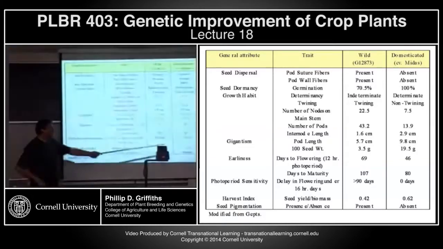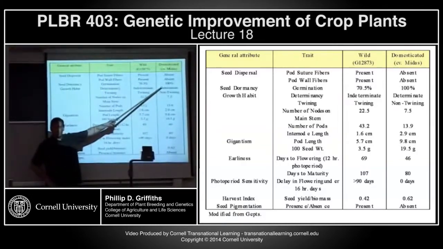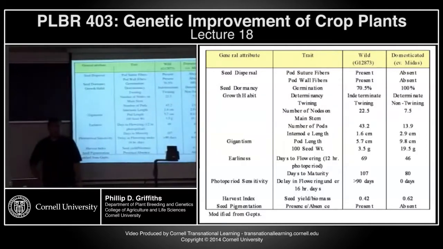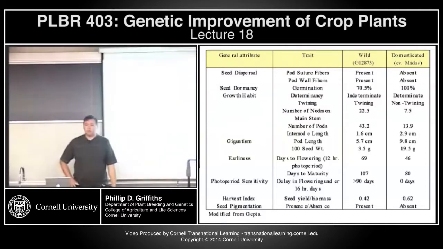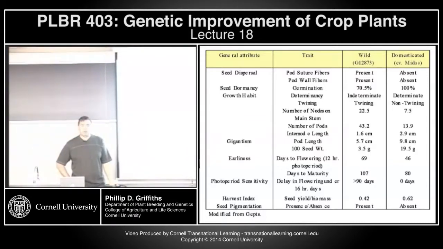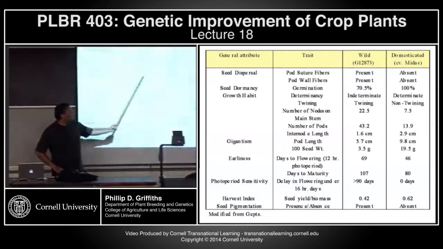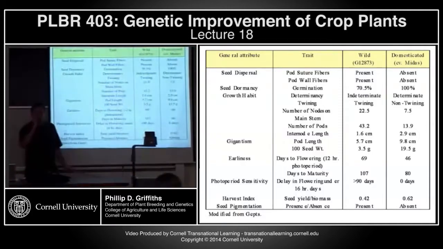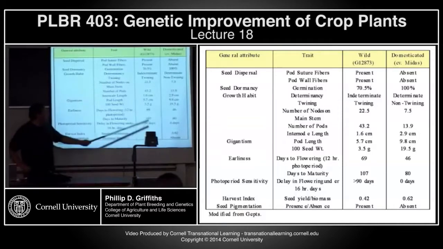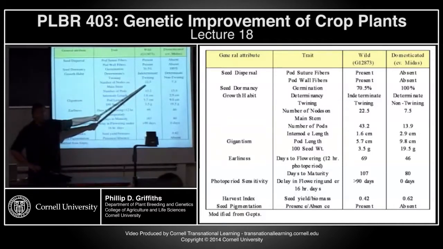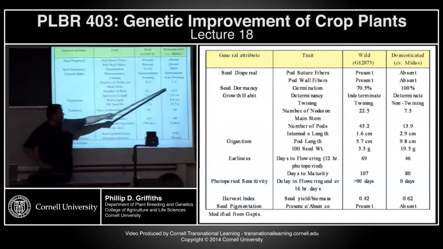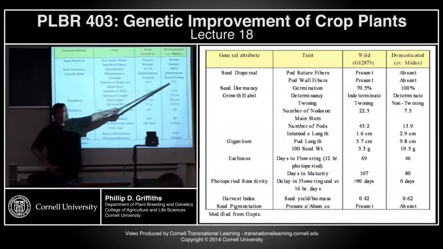So when we develop determinate bean types like this, it opens it up for machine harvesting, which drastically reduces the cost of bean production. This is also the case, for example, with processing tomatoes that are machine harvested. Twining, we have the wild beans will twine up the stake. We'll have a lot more nodes, which means we have a lot more trifoliate leaves that come off the stem. Where here we have a much smaller bush type of plant with a smaller number of nodes.